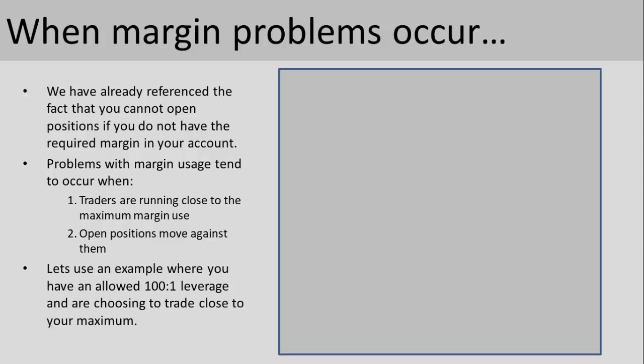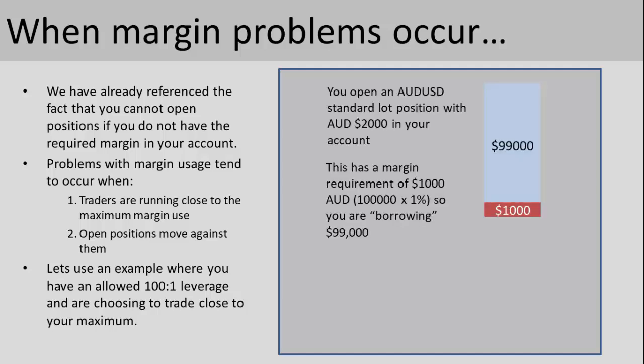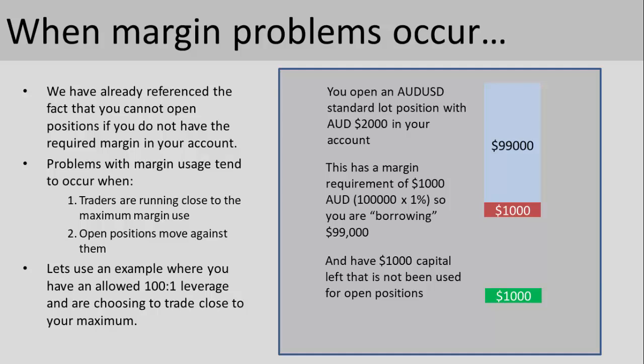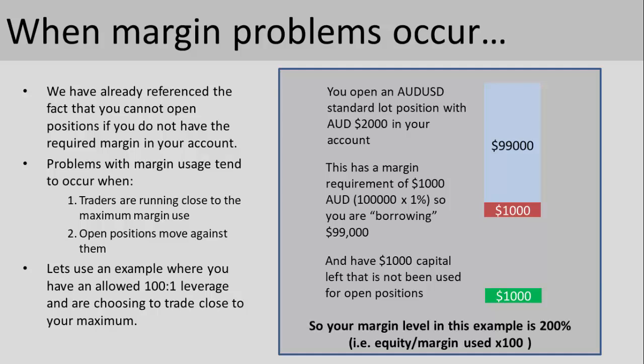Let's use an example where you have an allowed 100-to-1 leverage and you are choosing to trade close to your maximum. So let's say in this example we open an Australian dollar US dollar standard lot position with 2,000 Australian dollars in your account. This position has a margin requirement of 1,000 Australian dollars. So you're borrowing essentially, although that's not a term we would use, $99,000 to open this particular position. What this means is that you have 1,000 capital left in your account that is not being used for open positions at this time. So your margin level in this example is 200%.